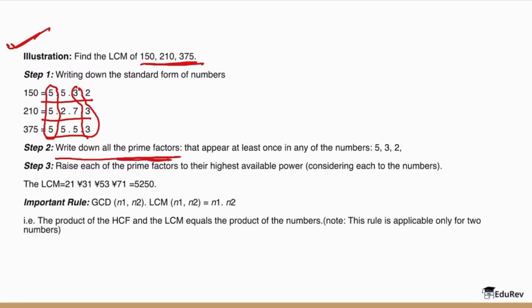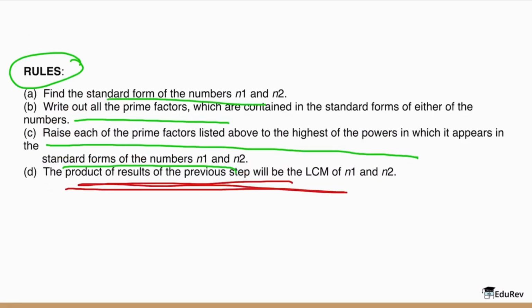The prime factors that appear at least once in any of the three. So 5 is appearing, then 3 is appearing, and 2 is also appearing. Correct. So this is what is happening here. Then what I need to do is raise each of the prime factors to their highest available power. Now if I go to my previous slide, what it was saying was to write out all the prime factors which are contained in the standard forms of either of the numbers.